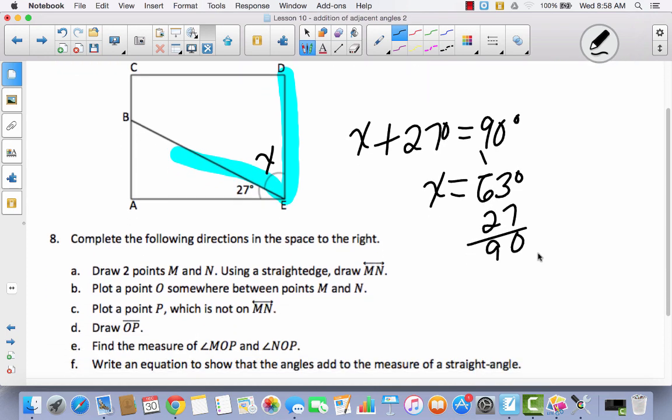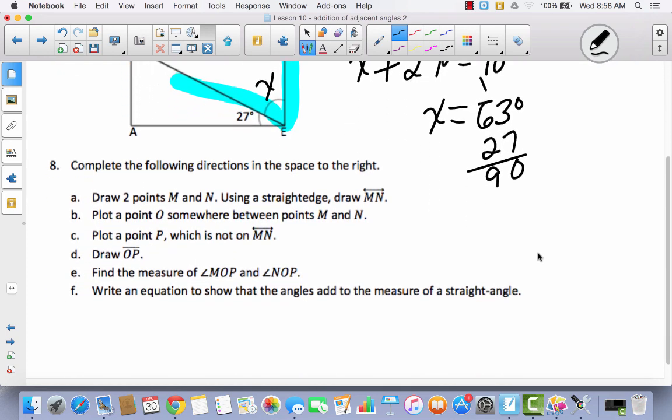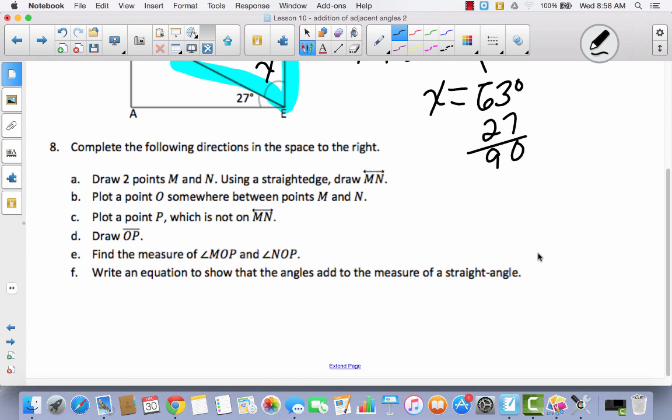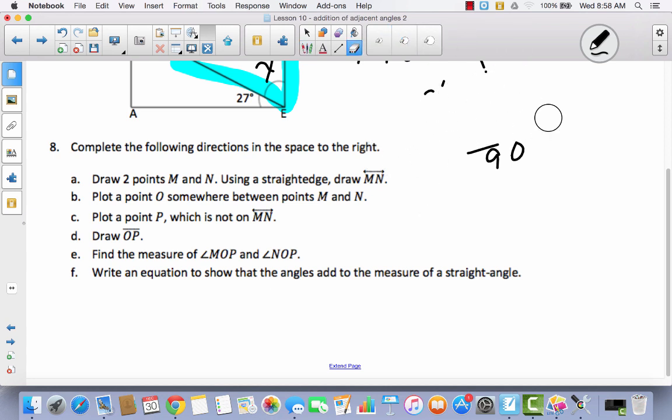All right, take a look at 8. Complete the following directions in the space to the right. So I'm going to go ahead and erase my marks over here so that I have some room. Draw 2 points, M and N, using a straight edge. Why don't you try to see if you can do number 8 all by yourself, and then come back and check with me and see if you did it correctly. All right, draw 2 points, M and N, using a straight edge.